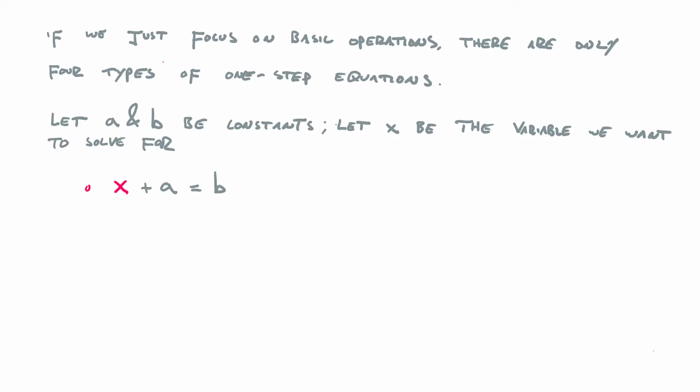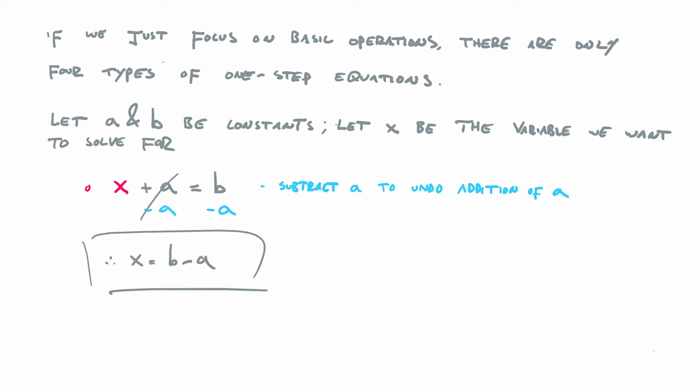This is just one step. To solve an x plus a equals b situation, you have to undo the addition that's happening to x. And the thing that undoes addition is subtraction. So you just subtract a to undo the addition of a, and your answer is just going to be whatever b minus a is. Maybe b is 11. So you have 11 minus 7, so 4, right, would be your answer in that example.